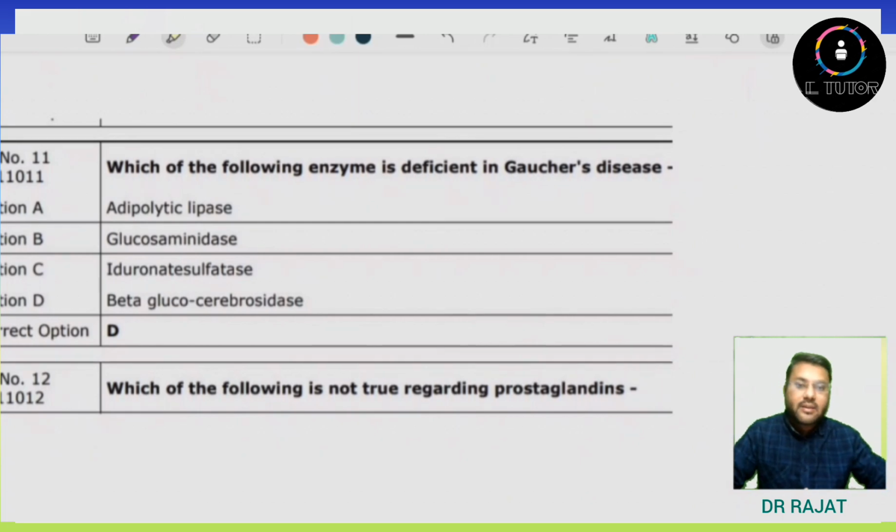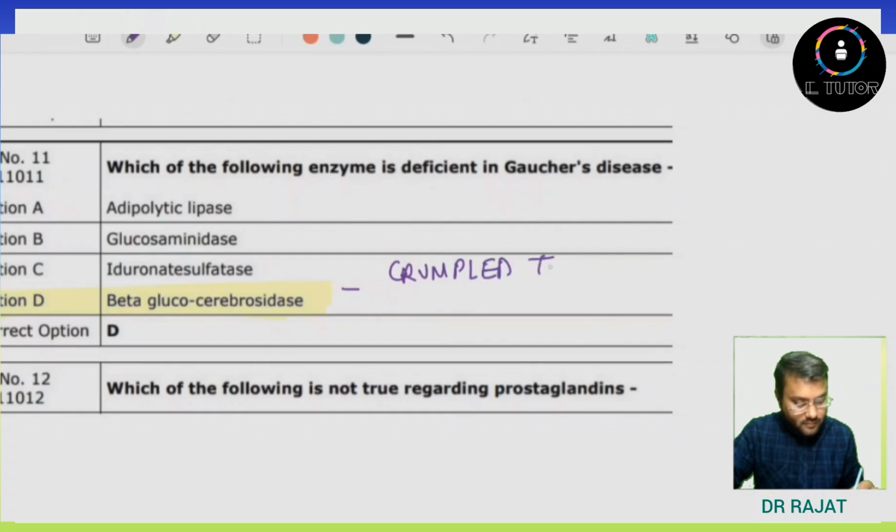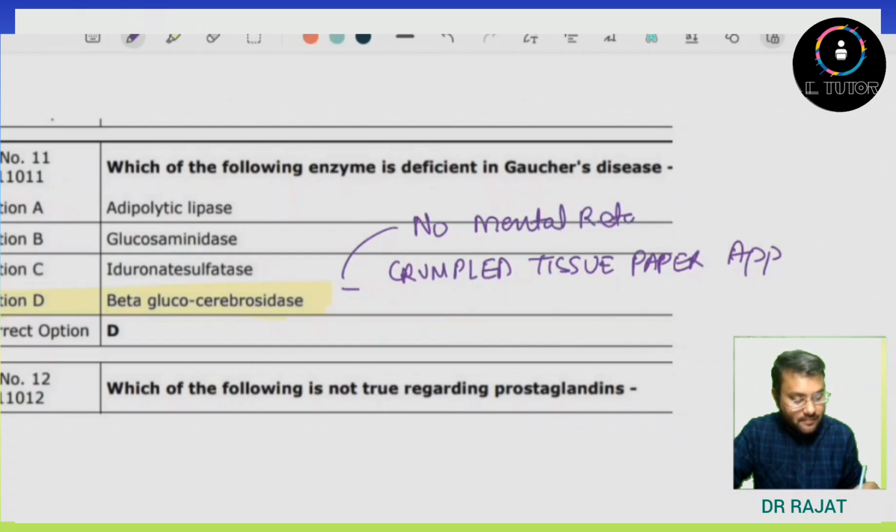Which of the following enzymes is deficient in Gaucher's disease? The enzyme which is deficient is beta-glucocerebrosidase, so option D will be the correct answer. A special feature of Gaucher disease is the crumpled tissue paper appearance. No mental retardation is seen in Gaucher disease, and no cherry red spot.